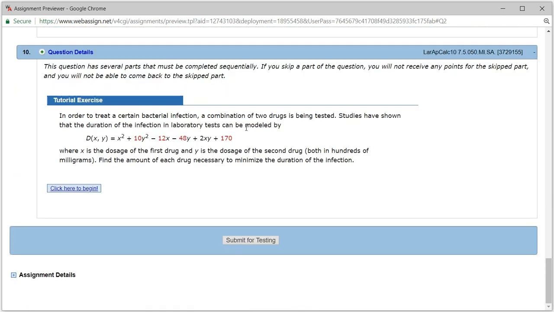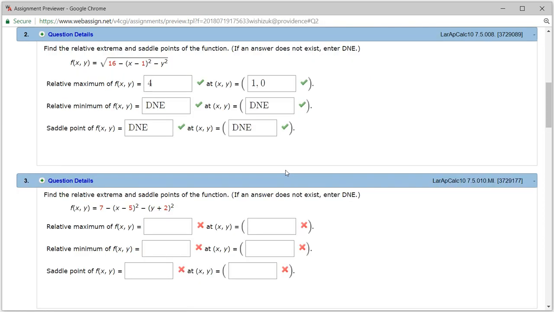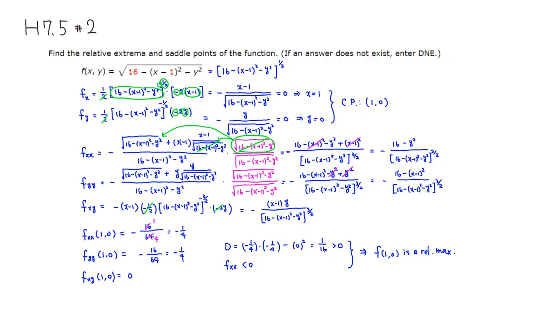So let's check the answer. Submit for testing. It came back and looks like we got this one correctly. All right, that's it. I hope that this was clear.